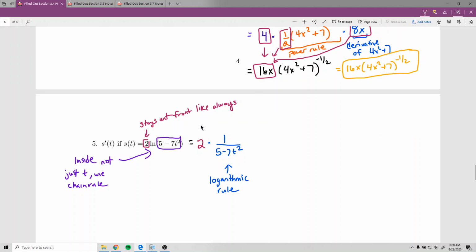So I guess I can draw an arrow. The 2 just stayed out front like I mentioned. And then because the inside of the log is not just t, we have to multiply by the derivative of the inside. The derivative of 5 minus 7t squared, that is negative 14t.